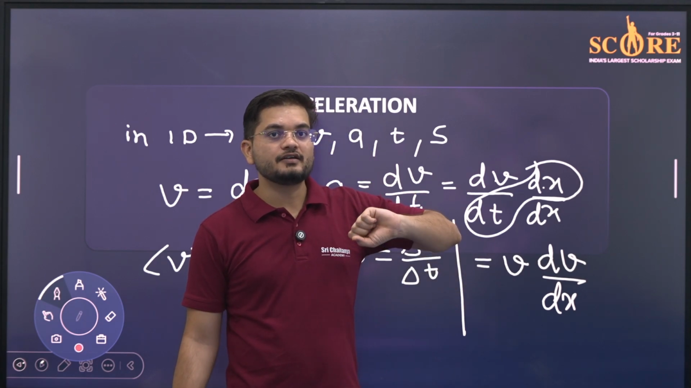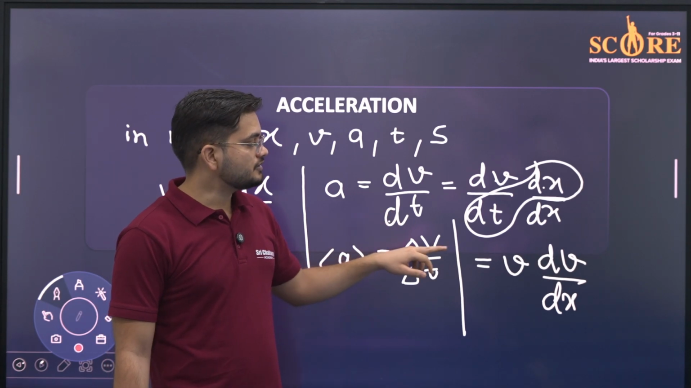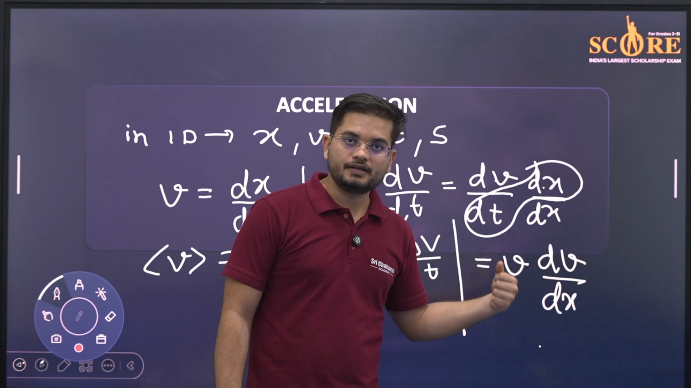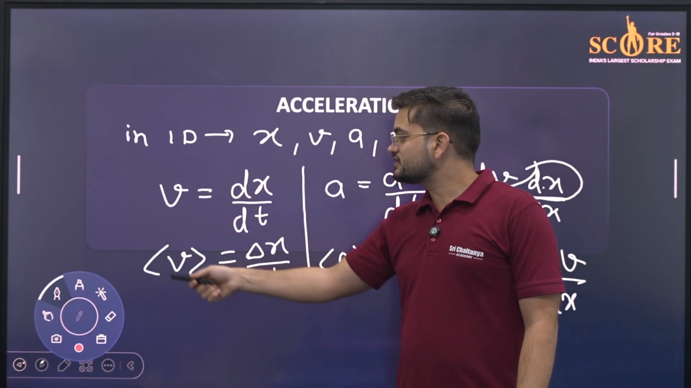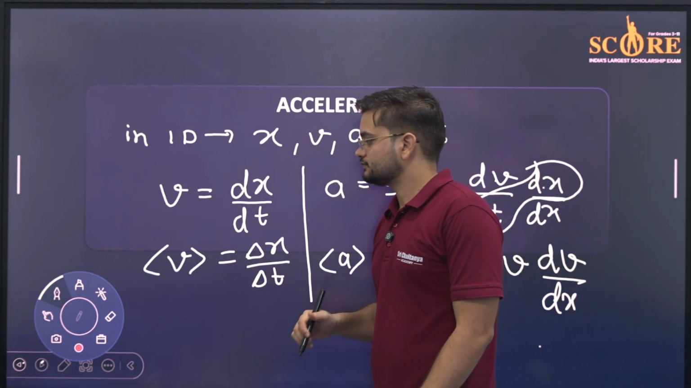If velocity is given as a function of time, then we use dv by dt. If velocity is given as a function of x, then we use v dv by dx. You got my point? In 1D, we will use these formulas for calculation purposes. Clear?